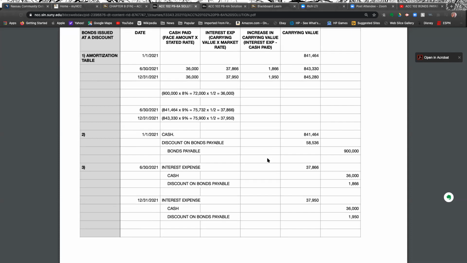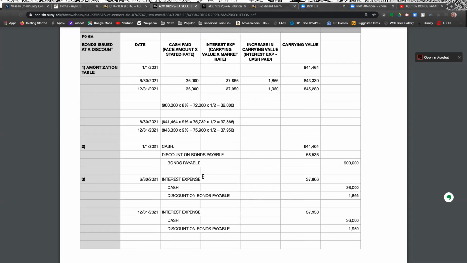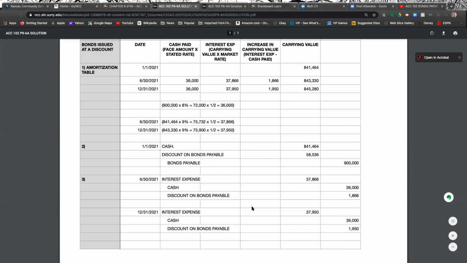Now, the first interest payment on June 30th, the numbers come right off the table. So debit interest expense, $37,866, we calculated that. Credit cash, $36,000, we calculated that. Credit discount on bonds payable, $1,866, we calculated that. Same thing for that second payment. Debit interest expense, $37,950. Here's where we calculated that. Credit cash, $36,000. This is where we calculated that. And credit also discount on bonds payable, $1,950. This is how we calculated that.